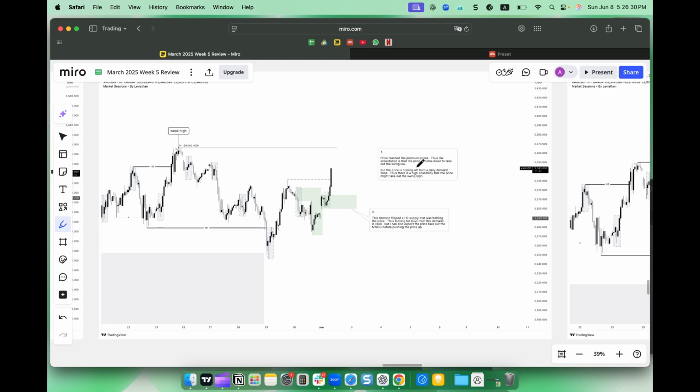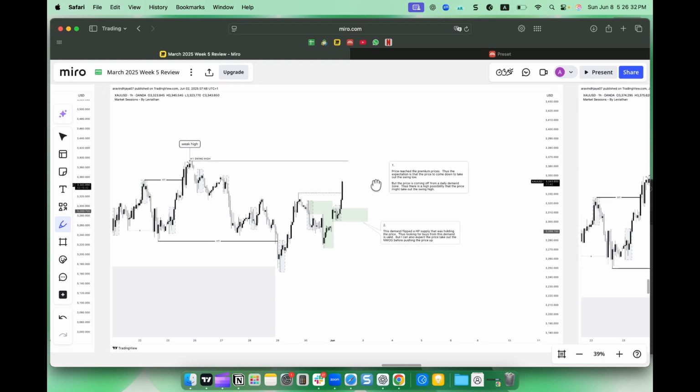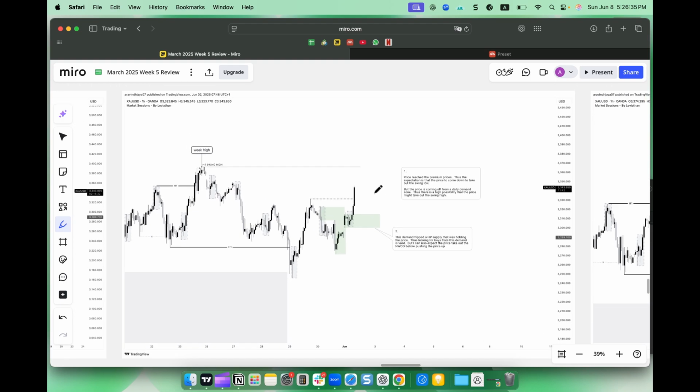Price reached the premium prices, thus the expectation is for price to come down and take out the swing low. From the H1 perspective, though the price is coming off from the daily demand zone, the swing structure is still bearish, and once the price reaches the premium prices, we can expect the price to switch internally bearish, and then that bearish structure to continue till the price takes out the weak swing low. That is what the expectation is.